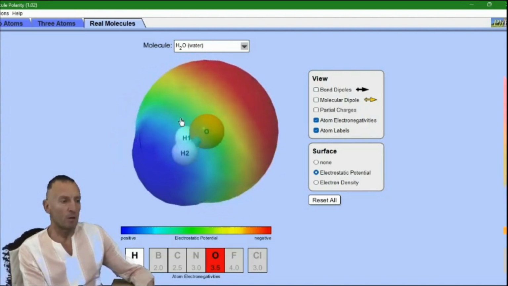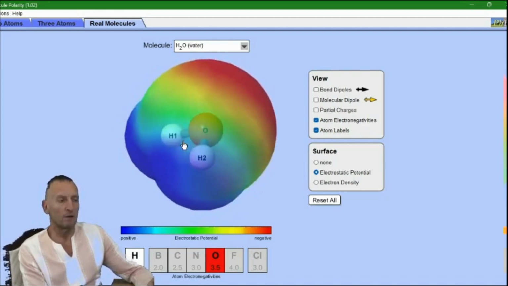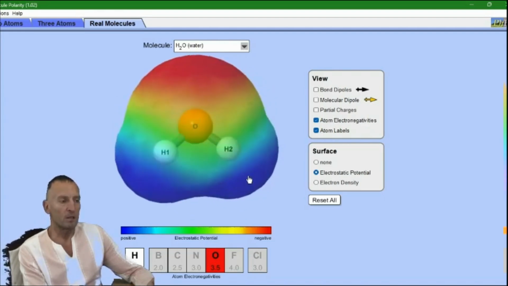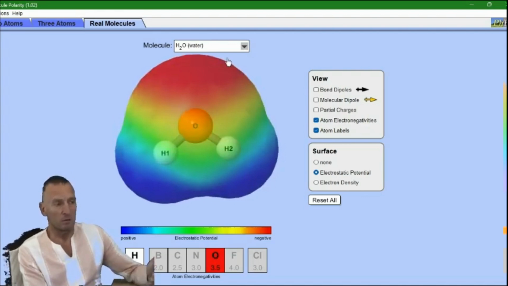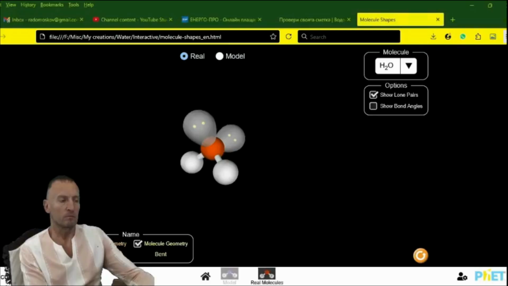Now, this is the molecule of water, as you can see, and you can see it's polar. You can see it clearly. That's the case. Now, look at this molecule. Now, this is the molecule of water. Now you can see the shape actually of the molecule.